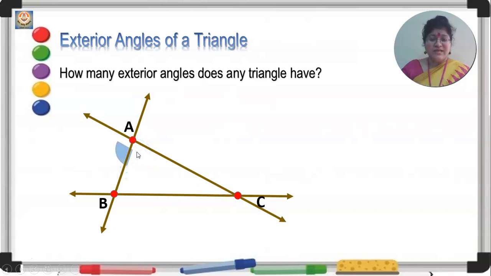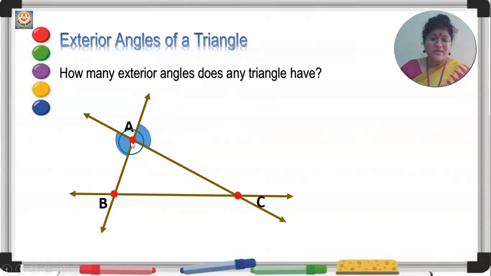Now this is the interior angle. Doesn't this one in blue and the interior angle form angles in a linear pair? Yes. So this is one of the exterior angles. Similarly, look at the other region in blue. These two are the exterior angles of this triangle.